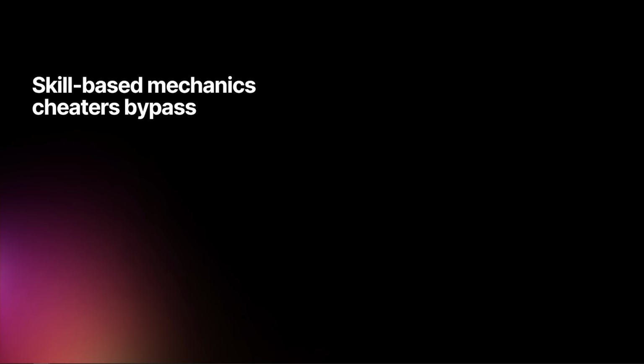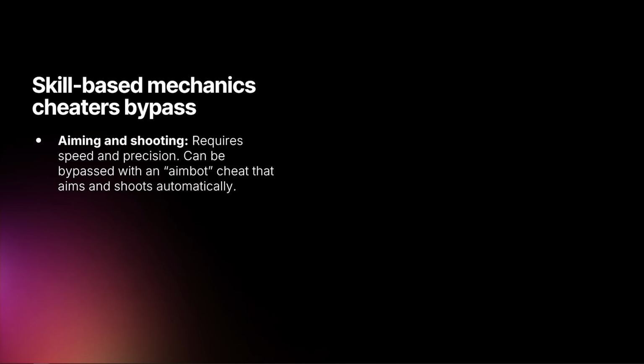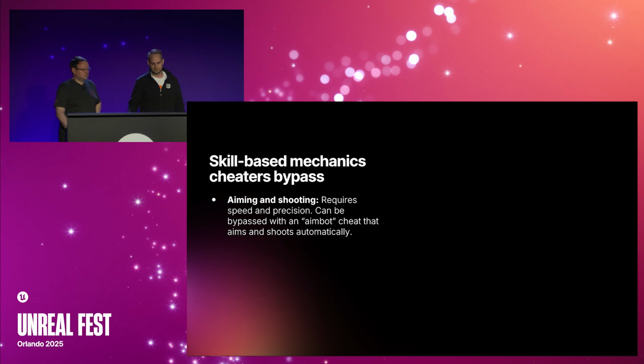So what are the skill-based mechanics in Fortnite? Being that it's a shooter, aiming and shooting are extremely important. So getting good at that requires a huge amount of practice. You've got to be fast and precise and coordinated. If you're using a cheat, you can use what's commonly called an aimbot and have the cheat just do that for you. So you can skip that whole process of getting good. And a lot of people would say that takes the fun out of the game. I would tend to agree. Unfortunately, not everyone sees it the same way.